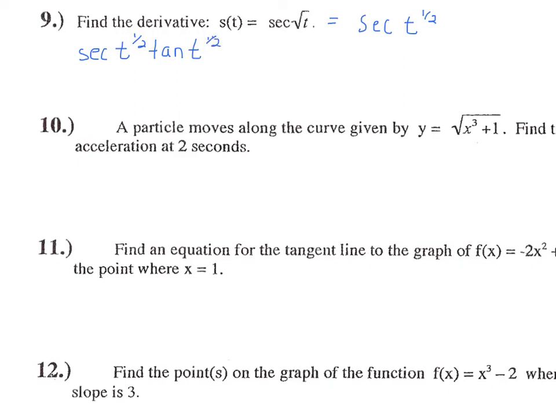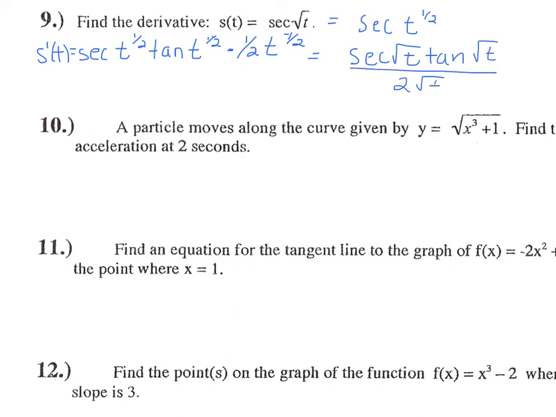But now we still need to multiply that by the derivative of the inside function, which would be 1/2 t to the negative 1/2. So then our final answer, say this is s prime of t, will be the secant of the square root of t times the tangent of the square root of t, all over 2 square root t.